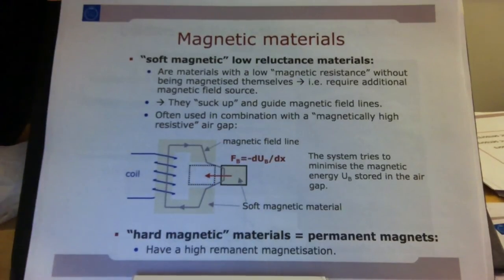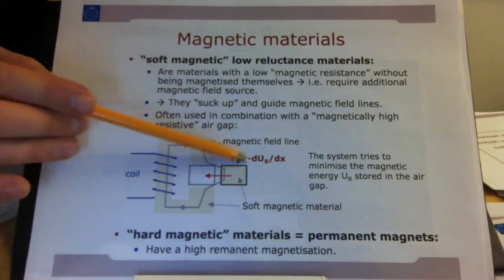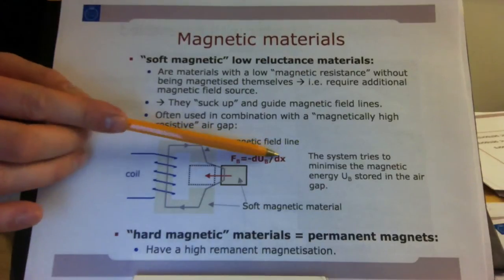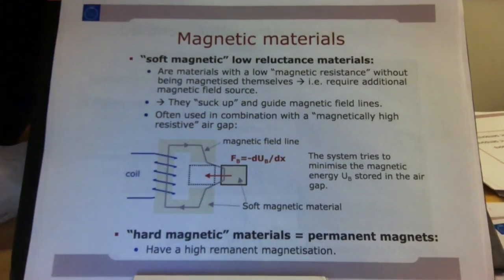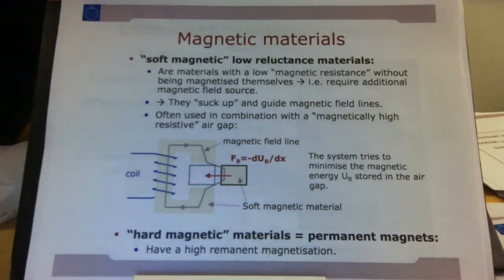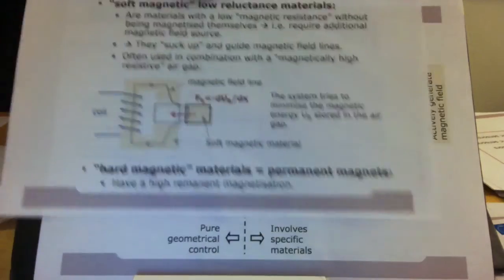We're going to see an example of that, because force is always the derivative of energy with respect to distance. Hard magnetic materials, as you've seen in the video from Minute Physics, are materials with a remnant magnetic field, and they can also be used. But first we're going to look at an application of low reluctance material.